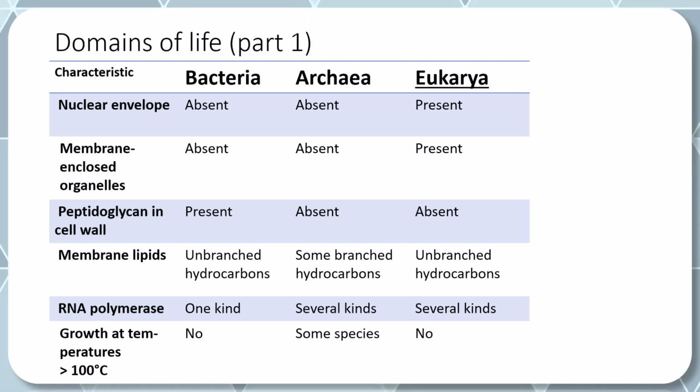Does anybody remember what RNA polymerase does? I guess it's probably just me and one person, but okay. Do you remember what RNA polymerase does? So RNA polymerase builds the RNA polymer, right? What does that mean? RNA polymerase reads DNA to make RNA. Bacteria have one kind of RNA polymerase, but archaea and eukarya have multiple kinds. As far as growth at temperatures higher than 100 degrees Celsius, that's really hot. Bacteria can't do that. Eukaryotic organisms can't do that, but some species of archaea can do that.